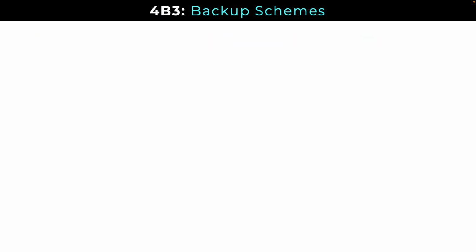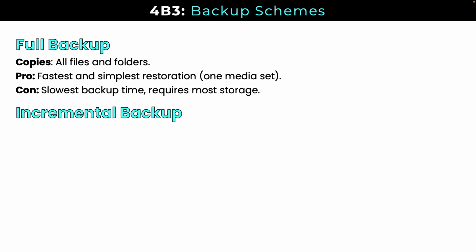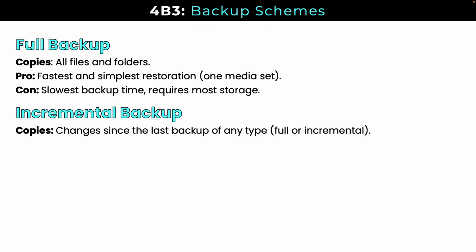Backup schemes are something we need to think about. There's the full backup. This is a backup of all files and folders. It's going to be fastest and simplest in terms of restoration. It's going to be the slowest backup time, and it's also going to require the most storage. There's an incremental backup where we get all the changes since the last backup of any type, full or incremental.